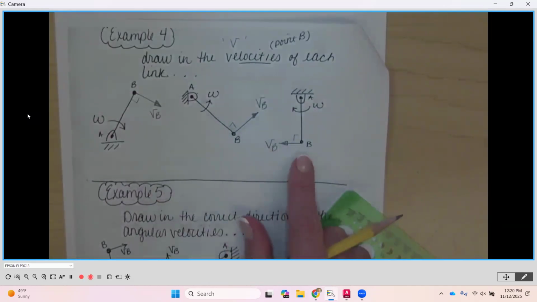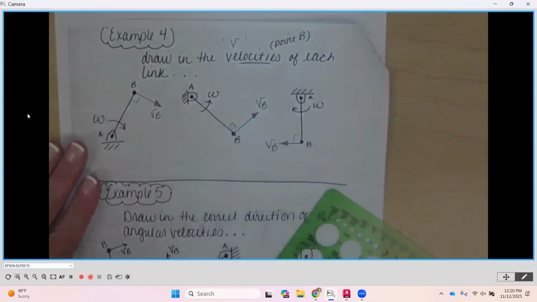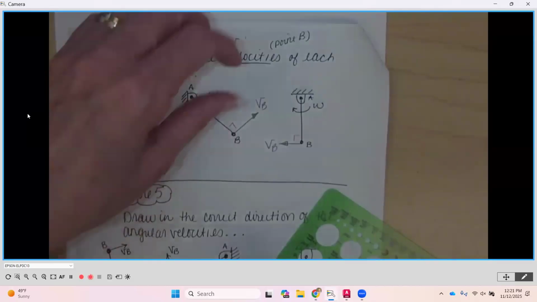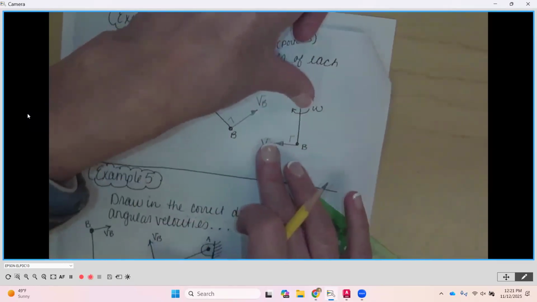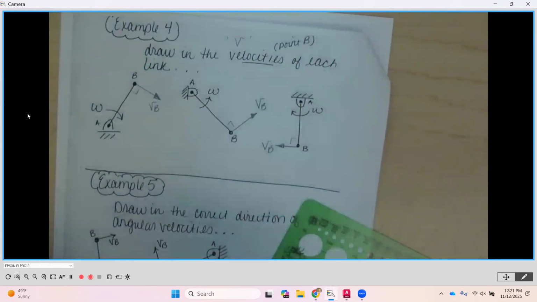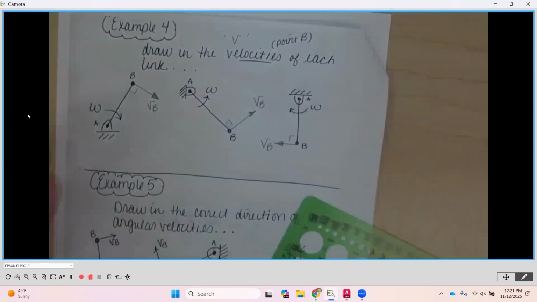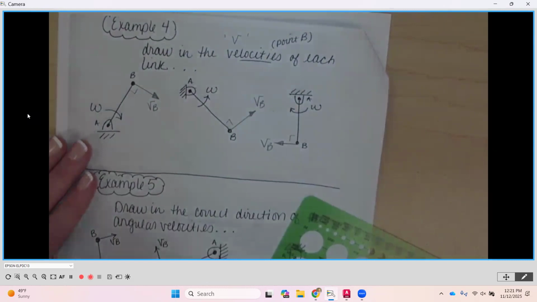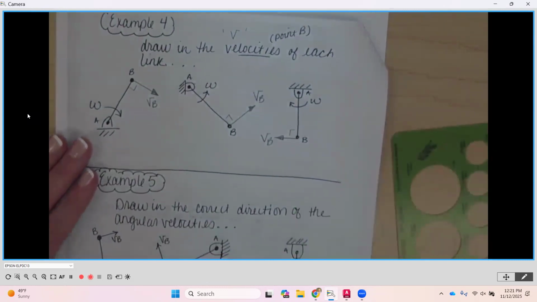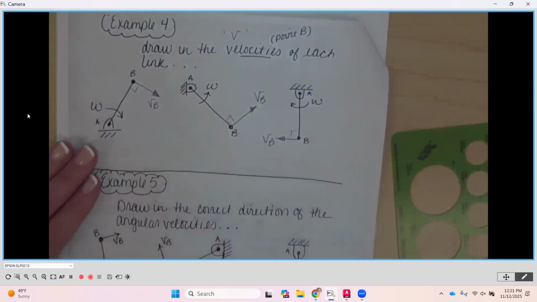And if we look at the last one, we're going to see VB going horizontal to the left based on the orientation of our link. And again, if I pull in the direction of my VB, it is going to be consistent with a clockwise rotation of that link, where W is going clockwise. Any questions on these three in the direction of VB? Okay.